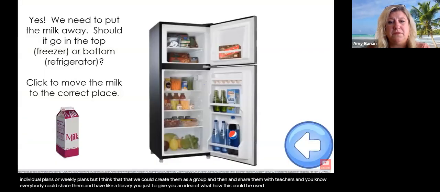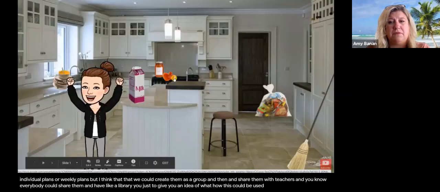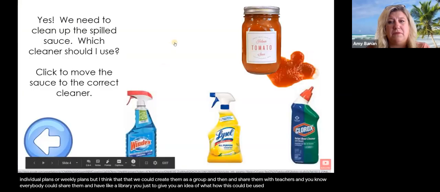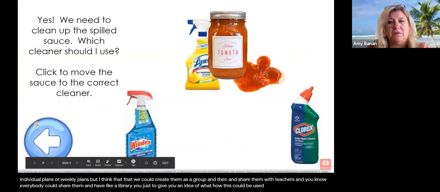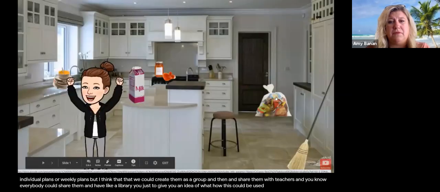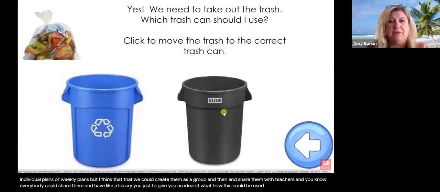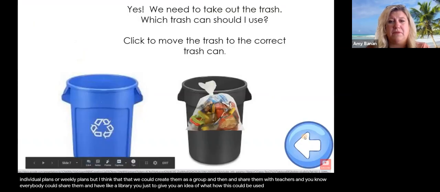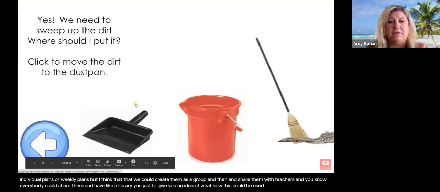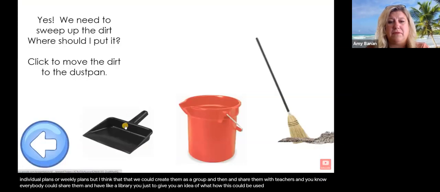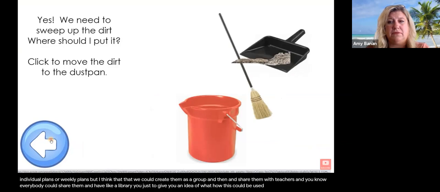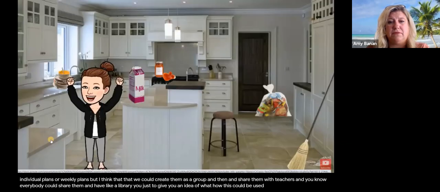Same thing with the milk. They have to choose where to put it, in the refrigerator or the freezer. We want to put it in the refrigerator. Spaghetti sauce, we need to clean that up. Which product should we use? We want to use the regular all-purpose cleaner, not the toilet bowl or the window cleaner. We've got trash. They need to pick recycling or regular trash bin. And then we have a pile of dirt here, and they need to choose what they would use to clean that up. So we would use a dustpan. So it's just a quick, simple, self-checking room that they can do.